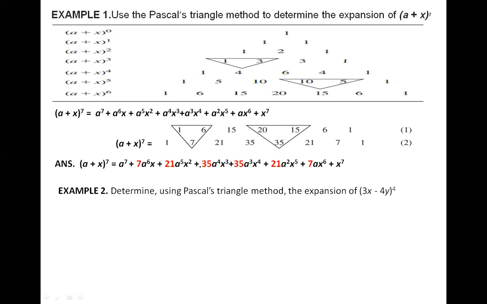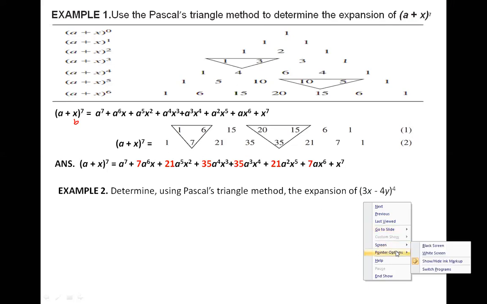So example 2 is saying determine using the Pascal's triangle method the expansion of 3x minus 4y to the power 4. So first thing in this expression, you need to identify which one is your A and which one is your B. So in this case, instead of using x here, assume this is B. Since we have x in the equation there, it is going to be difficult for us to say maybe 4y is equal to x. It will seem as if it's an equation.